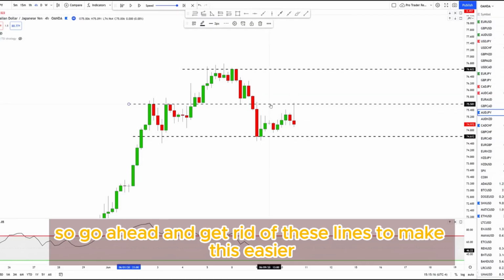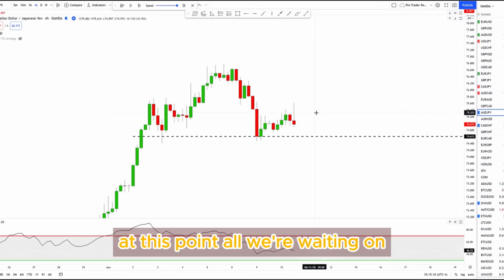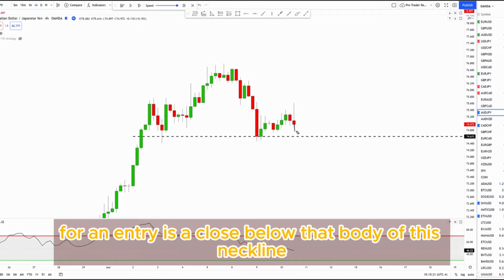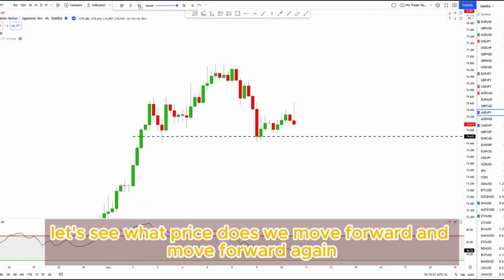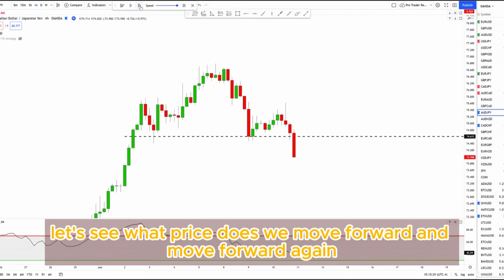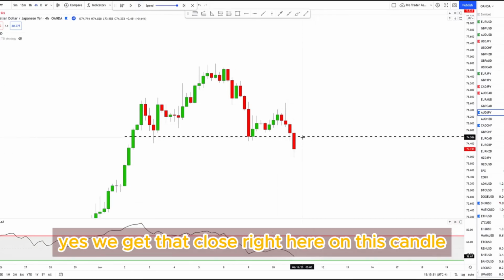So let's go ahead and get rid of these lines to make this easier. At this point, all we're waiting on for an entry is a close below the lowest body of this neckline. Let's see what price does. If we move forward and move forward again, yes, we get that close right here on this candle.